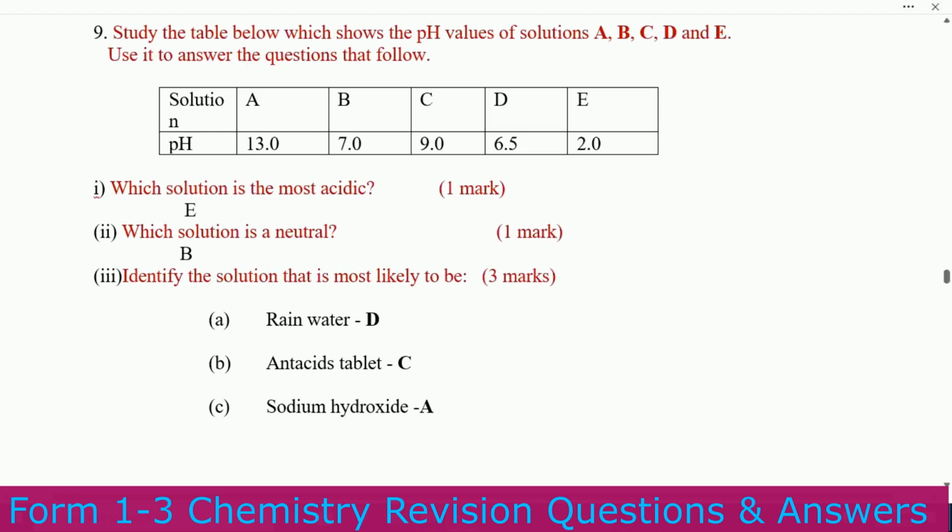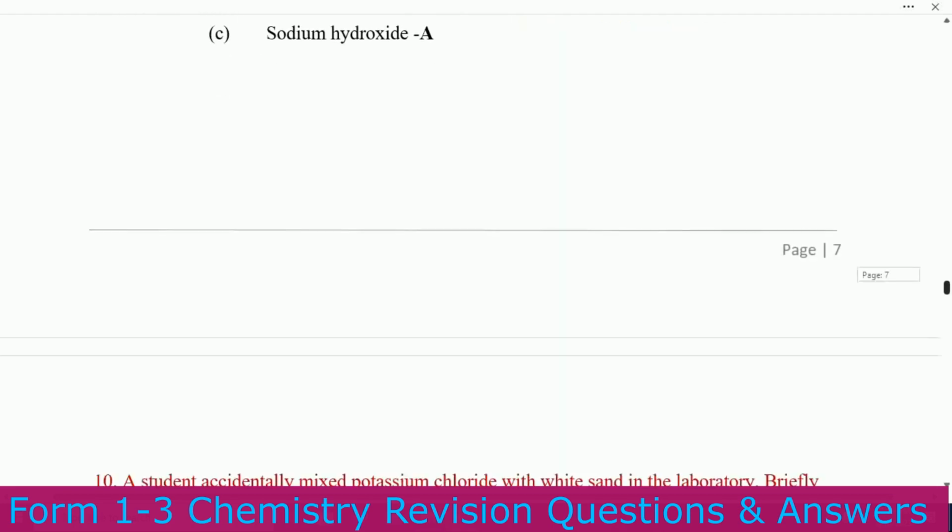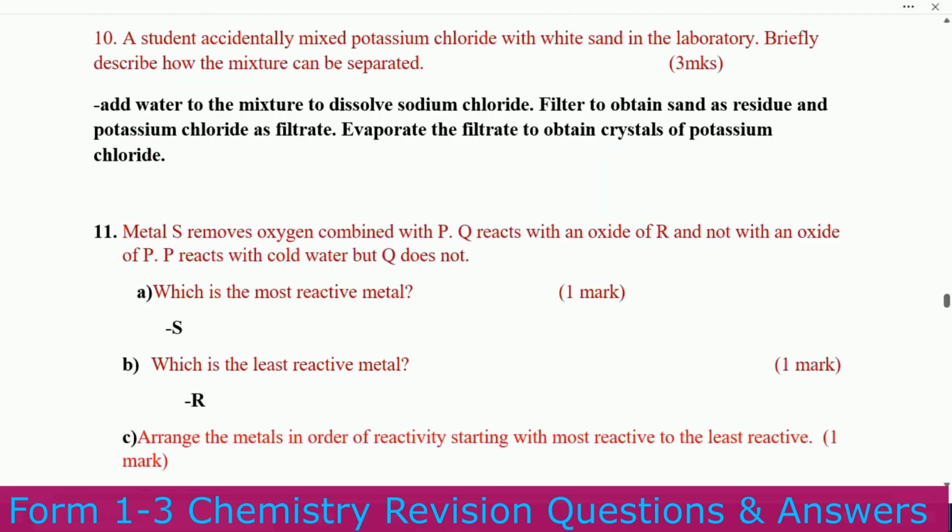Then you are told to identify the solution that is most likely to be rainwater. That one is D. A solution that is most likely to be antacid tablet. That one is C. Then a solution that is likely to be sodium hydroxide. That one is A. We go to the next question, number 10.